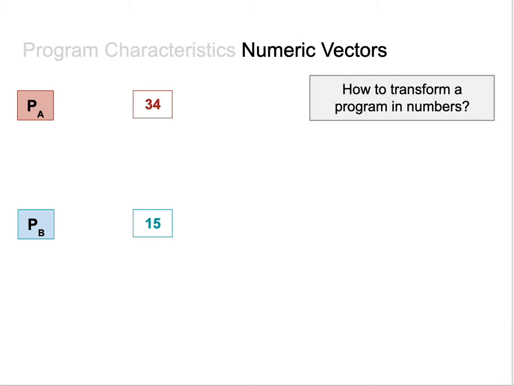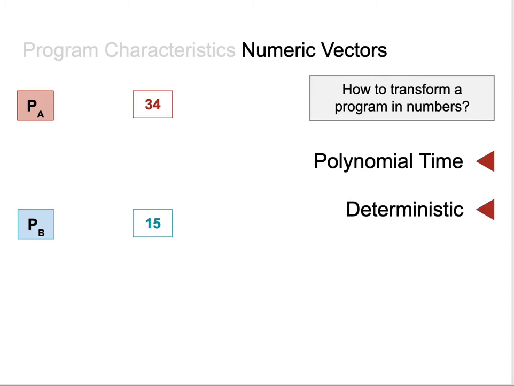But the most important question which we must answer is how to transform a program into numbers. I mean, we have programs and we want to represent these programs as numeric vectors. This transformation should be fast, polynomial time. We don't want to spend forever to transform a program into a set of numbers. It must be also deterministic. A given program will always produce the same numeric representation.